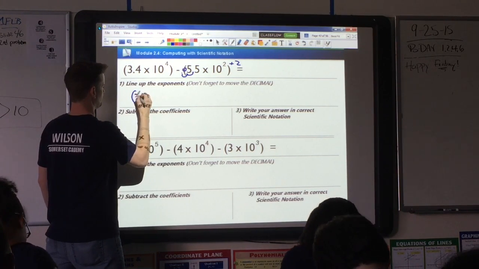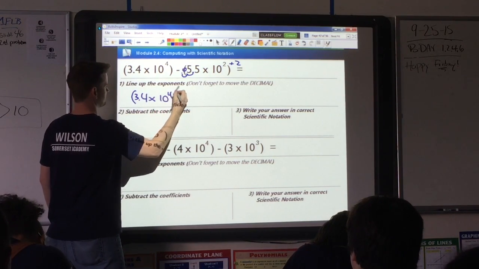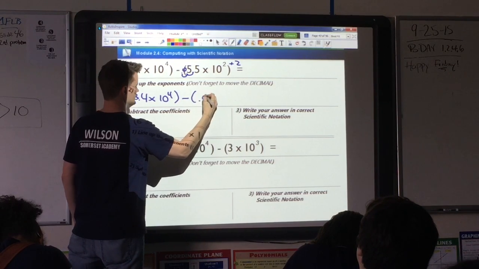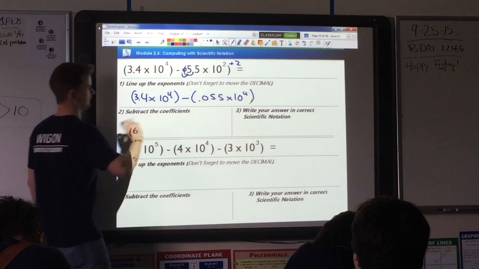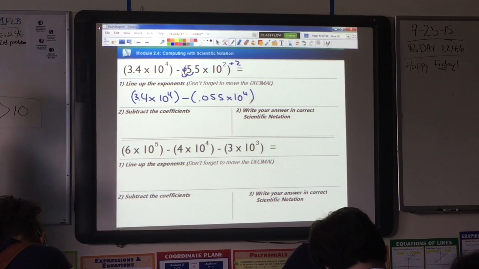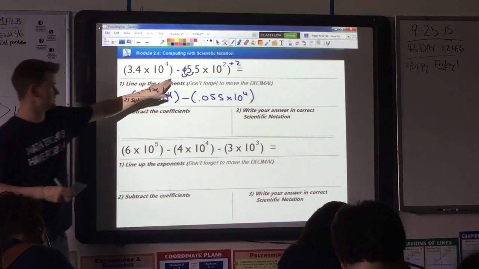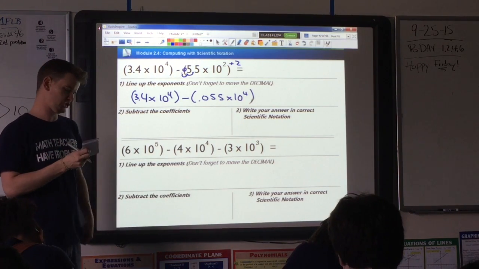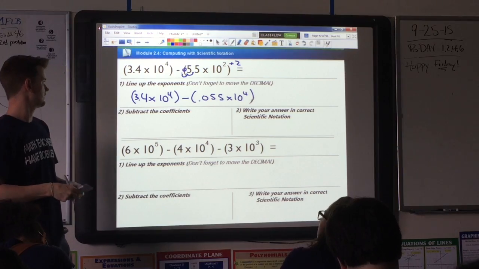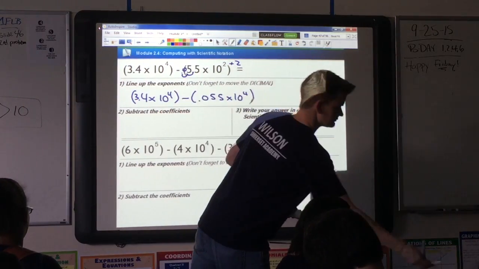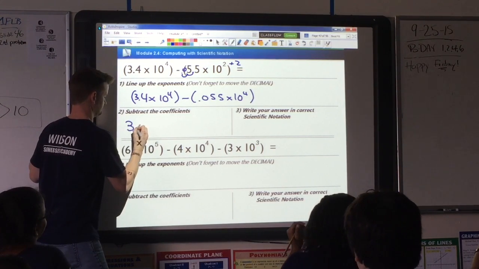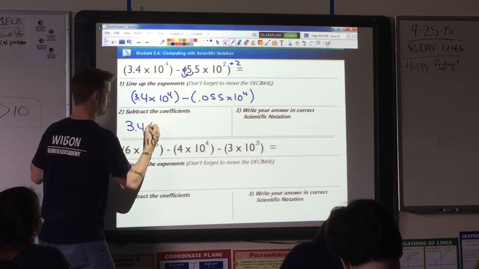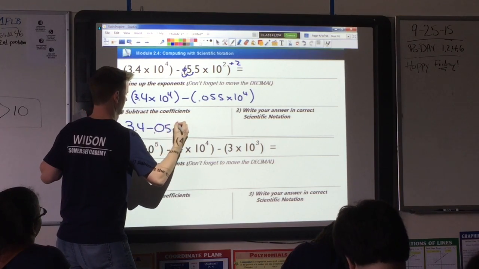Now it's going to be 3.4 times 10 to the 4th minus 0.055 times 10 to the 4th. We've lined up the exponents. Now we can go ahead and subtract. This is subtraction. We're going to subtract the coefficients. But what are my coefficients? Coefficients are 3.4 and 0.055. Okay, let's subtract them. 3.4 minus 0.055.